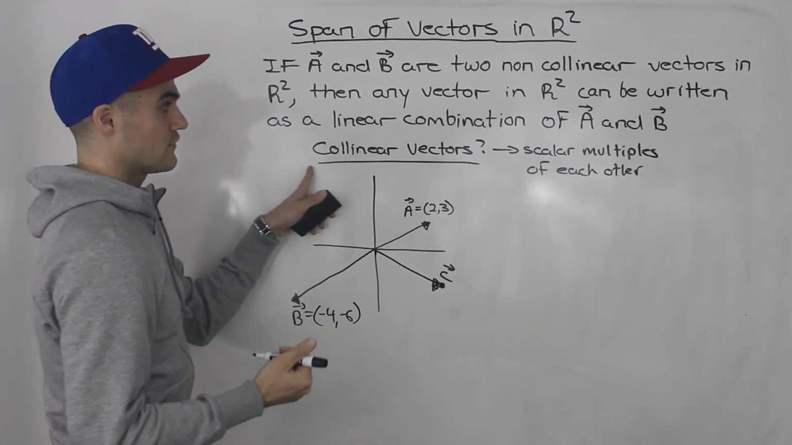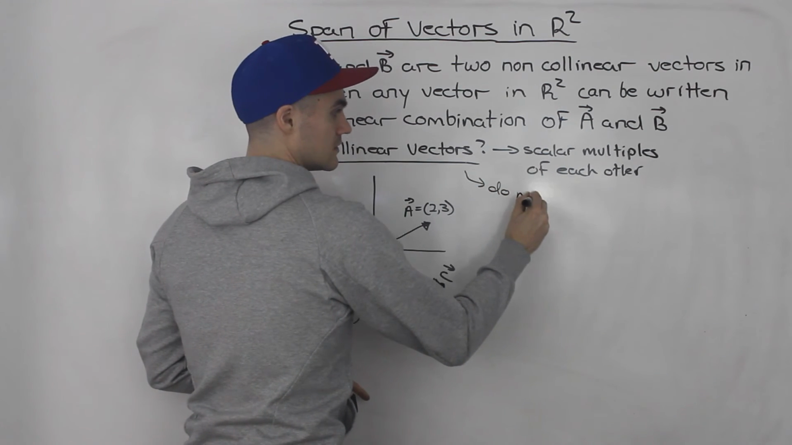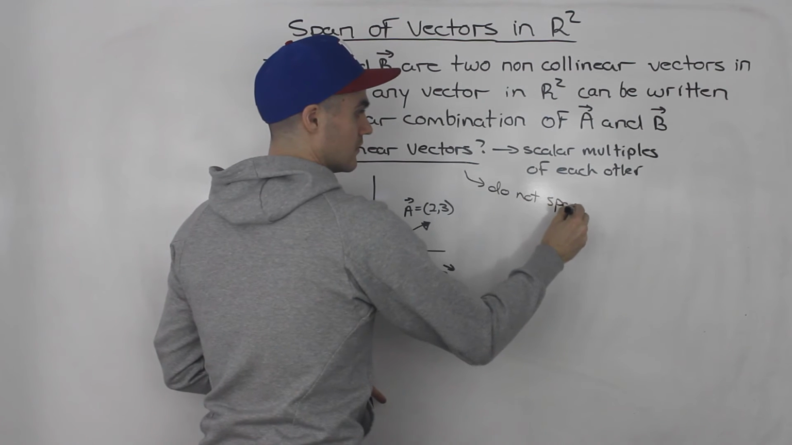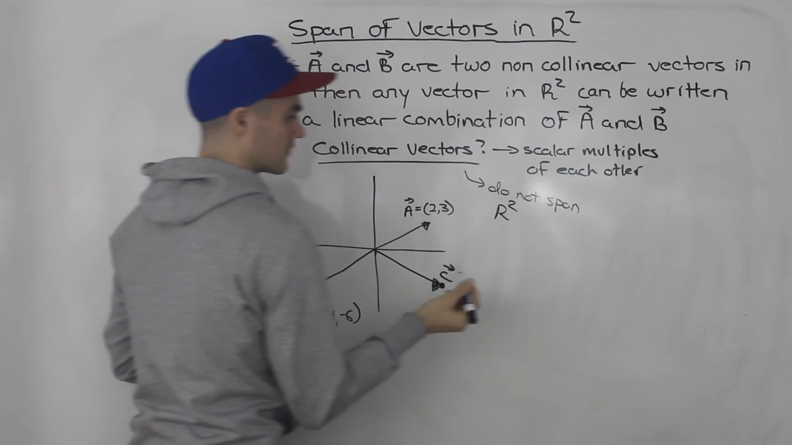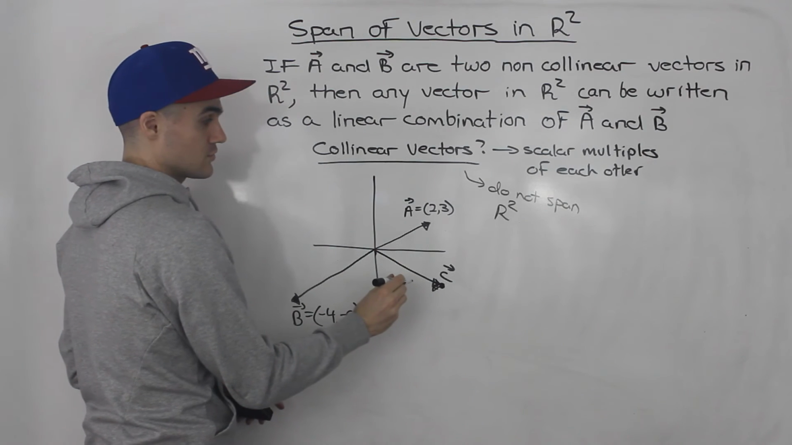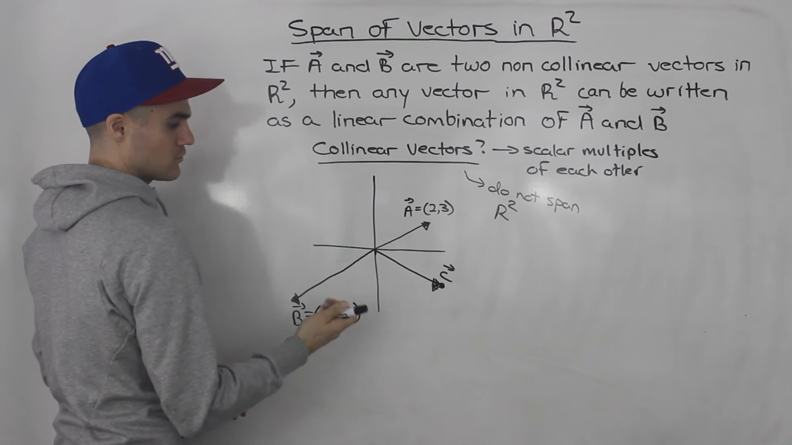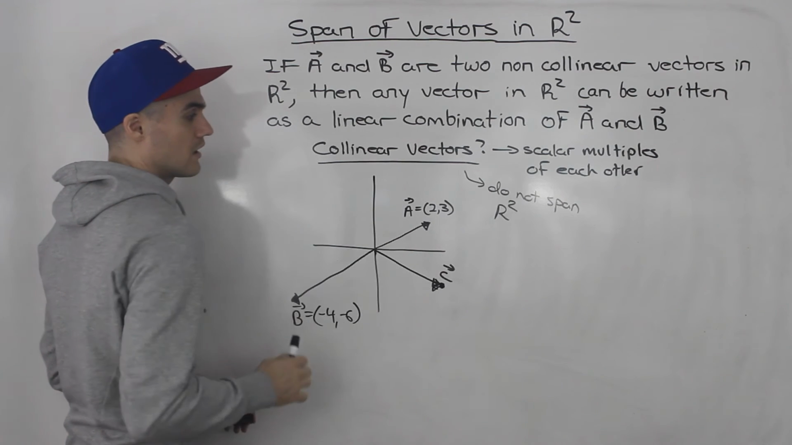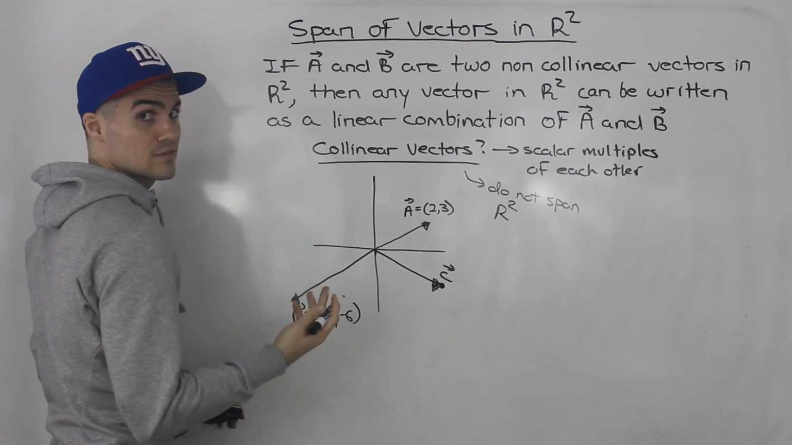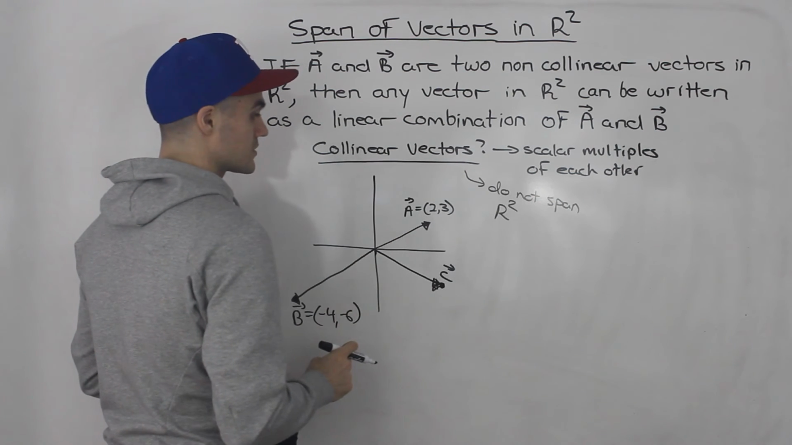So collinear vectors do not span R2, because other vectors in R2 that are not parallel to that line can't be written as a combination of A and B if they are collinear. So collinear vectors do not span R2.